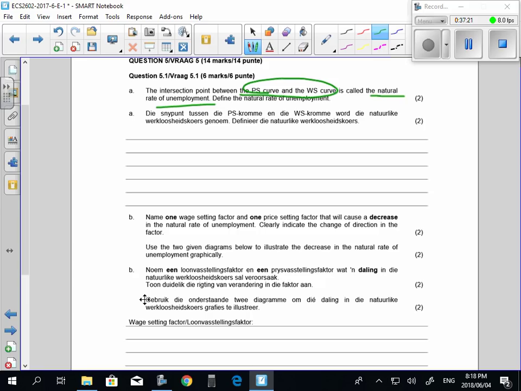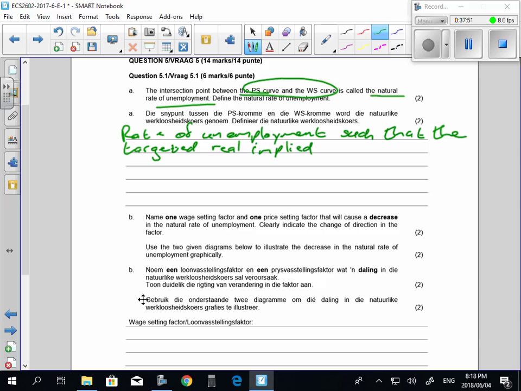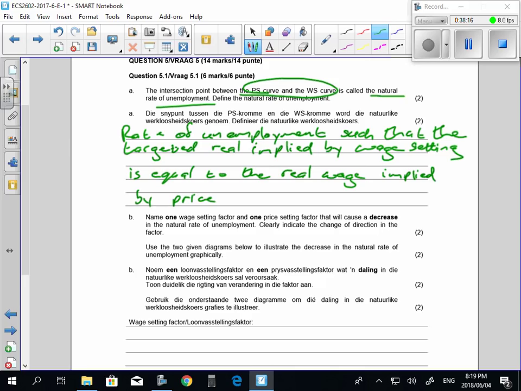Okay. So the natural rate of unemployment is the rate of unemployment such that the targeted real wage implied by wage setting is equal to the real wage implied by price setting. Straightforward definition. You can remember that.